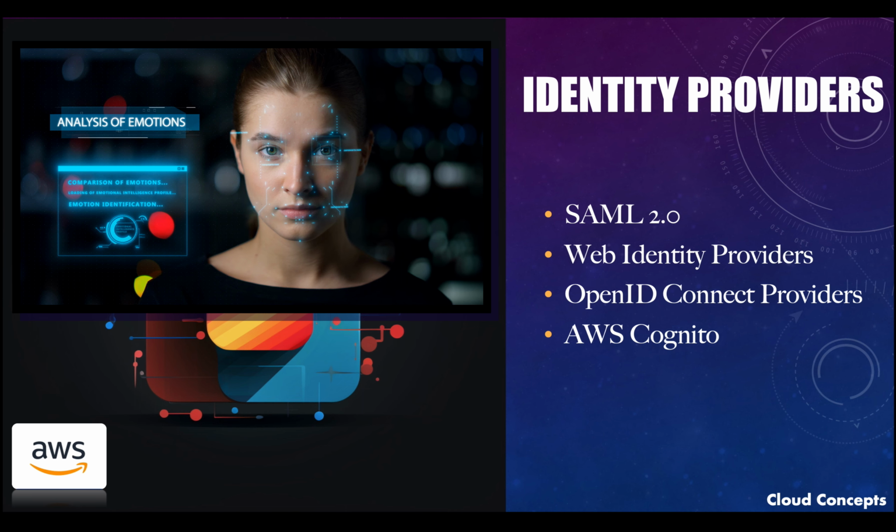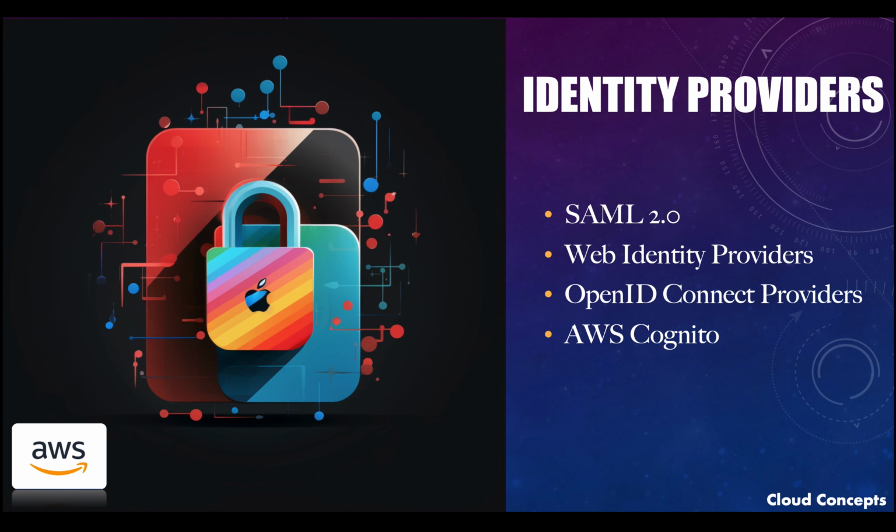SAML-based IDPs. Think of these as your student IDs that work across multiple campuses. If your school is a part of a bigger network, your ID can get you into any school within that network. SAML lets you use one set of credentials to access multiple services, including AWS.